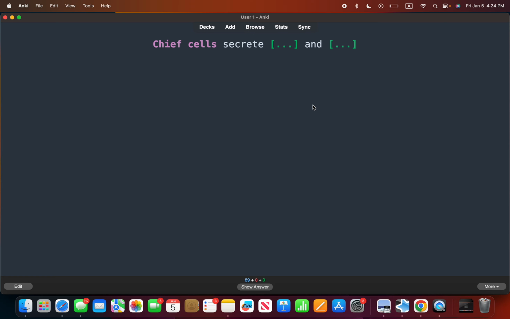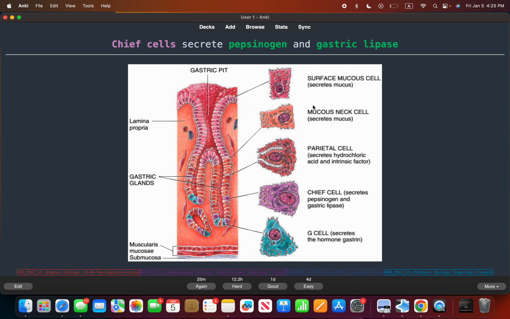Chief cells secrete pepsinogen and another enzyme, gastric lipase. So we can imagine our chief officers, the sheriffs, having a fat belly, so they have gastric lipase too, and pepsinogen because they're drinking Pepsis, right?